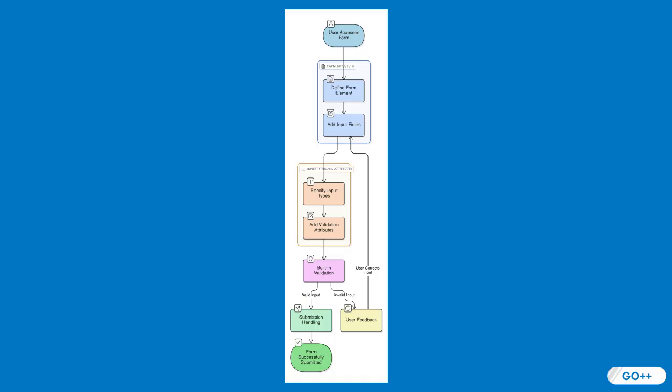Moreover, the Constraint Validation API offers methods like checkValidity and reportValidity, giving you programmatic control over form validation. This comprehensive capability allows you to build forms that not only gather user data effectively, but also validate it at the source, ensuring cleaner, more reliable input.